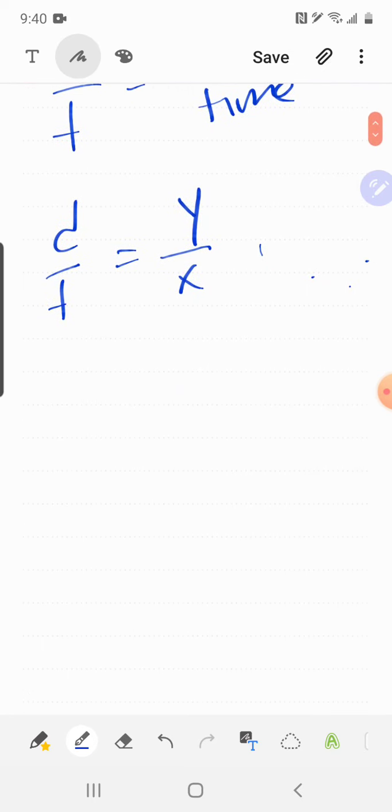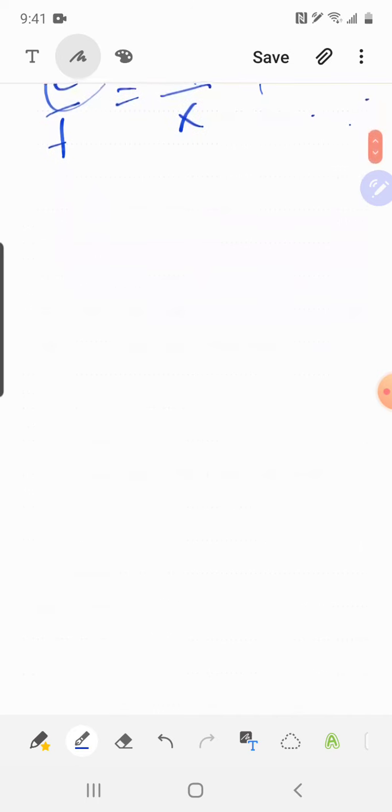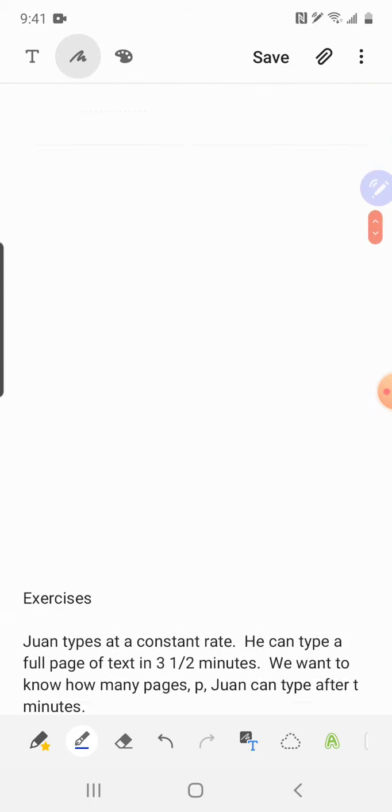But one thing that I want us to realize is that distance doesn't always have to be a distance, it can be a measurement. And so today we're going to be using different variables to represent what we're talking about. So it may be pages, it may be water, it may be miles. So I just don't want us to get carried away if you guys don't see me use d. So I'm just going to jump right into the exercises.